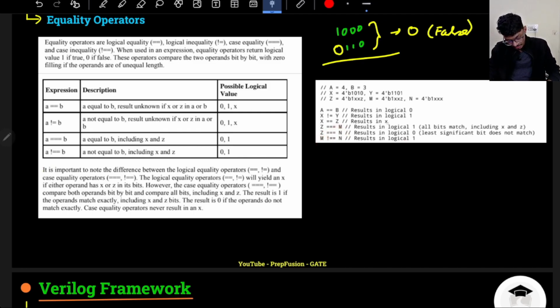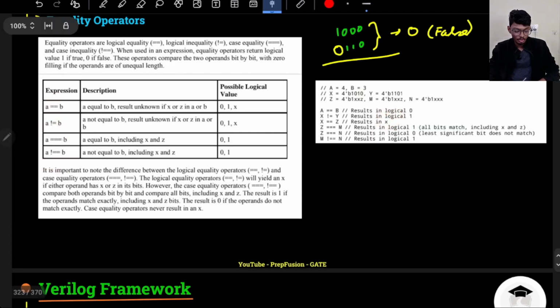Okay. So if I would have done here x not equals to z, then also it would have given logical x. Okay. Why? Because it is unknown. Even if one of the bits is unknown, it will just give me x, right? It will not say that okay, these bits are valid, this is x, so they can be not equal. It will not do that. Even if any one of the operands has an unknown bit, it will result in x. Okay, simple.